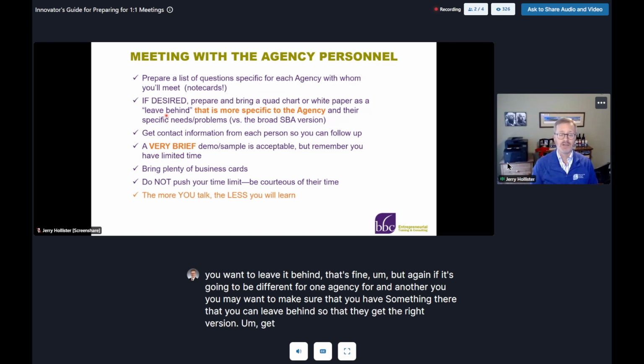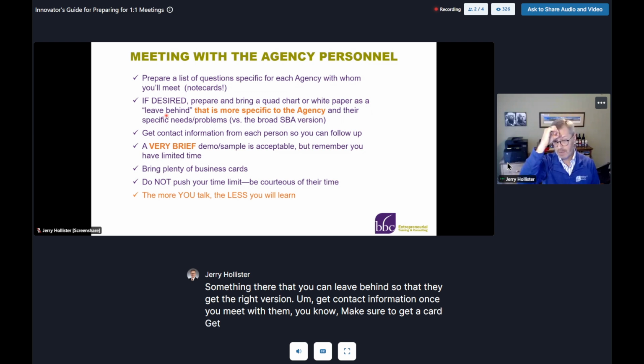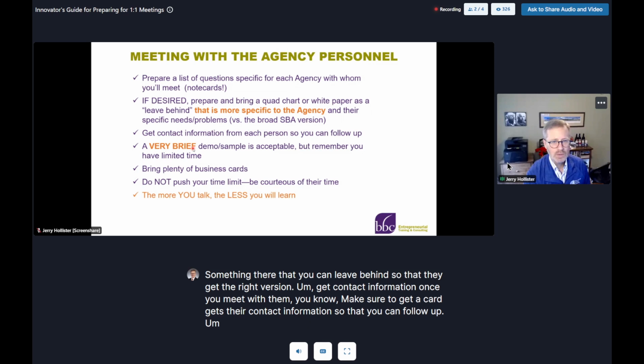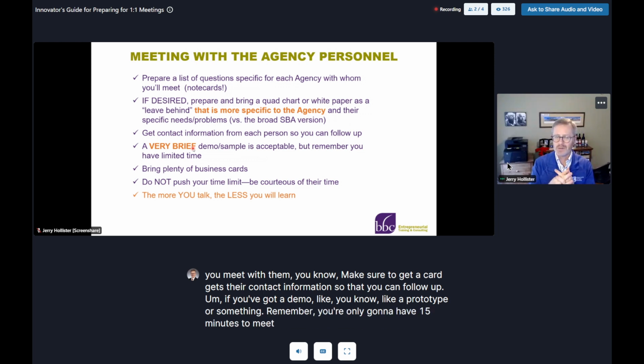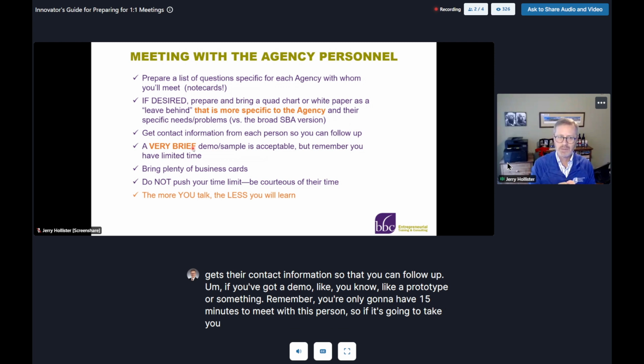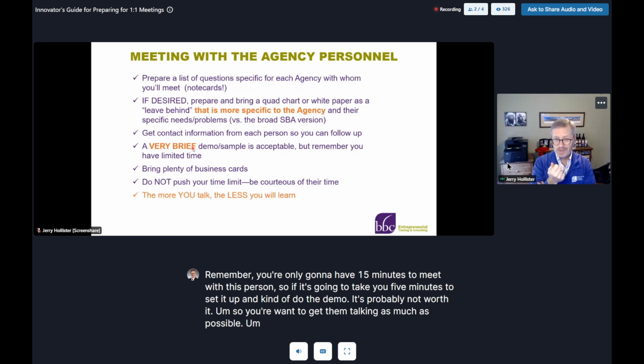Get contact information. Once you meet with them, make sure to get a card, get their contact information so that you can follow up. If you've got a demo, like a prototype or something, remember, you're only going to have 15 minutes to meet with this person. So if it's going to take you 5 minutes to set it up and do the demo, it's probably not worth it. You want to get them talking as much as possible. Bring lots of business cards.